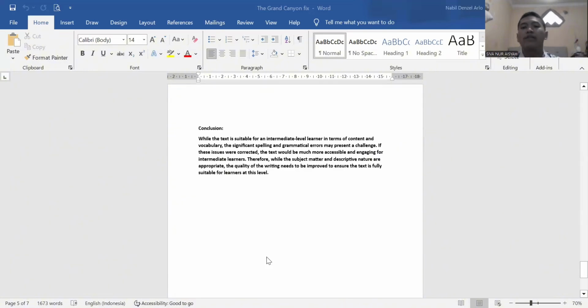And the conclusion from the C-test text is that while the text is suitable for an intermediate level learner in terms of content and vocabulary, the significant spelling and grammatical errors might present a challenge. If the issues were corrected, the text would be much more accessible and engaging for intermediate learners. Therefore, while the subject matter and descriptive nature are appropriate, the quality of the writing needs to be improved to ensure the text is fully suitable for learners at this level.